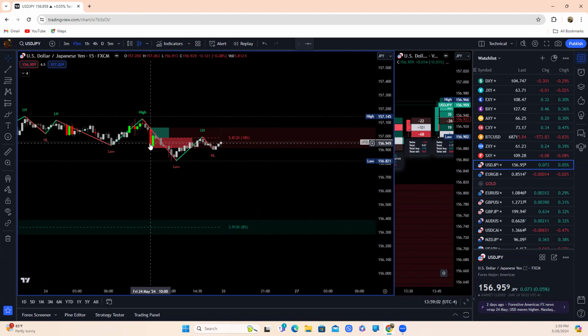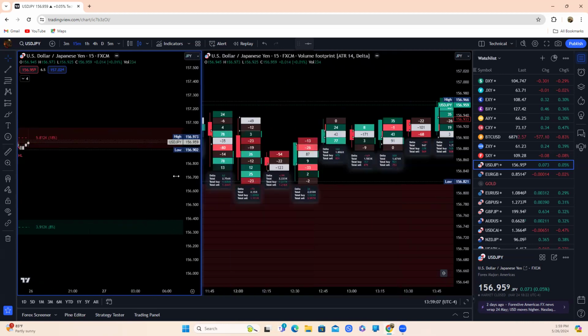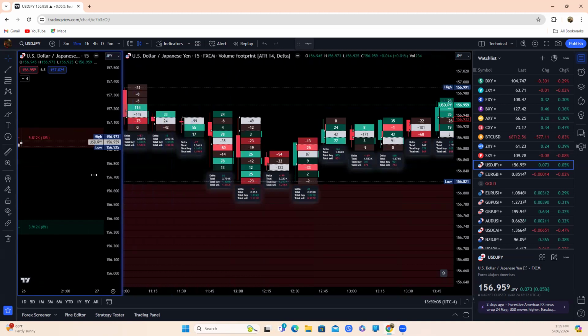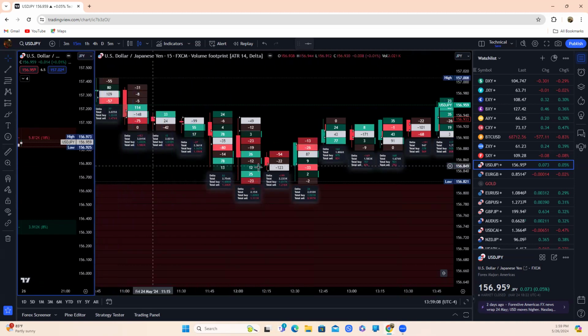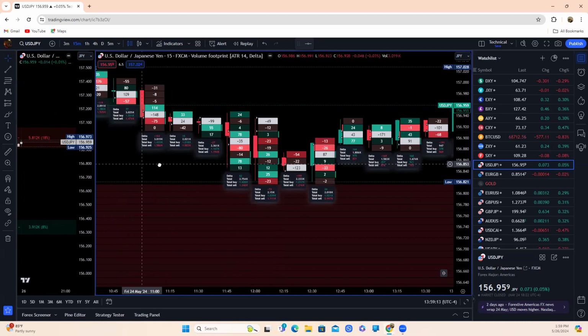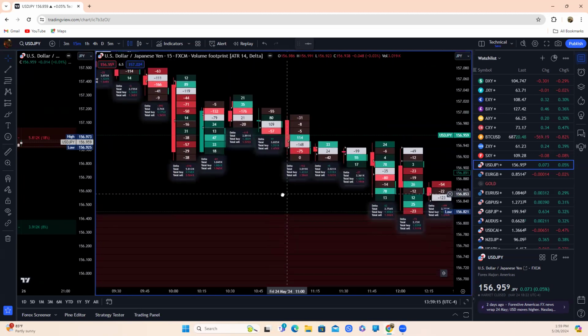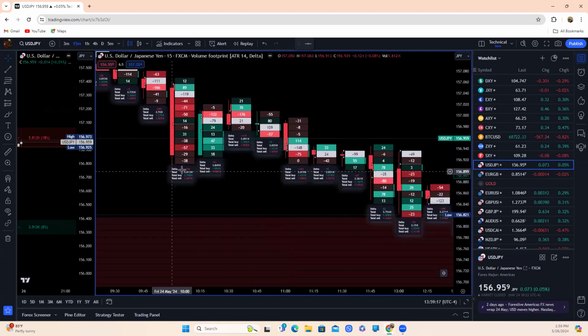So this is the 10 o'clock in the morning candle on Friday. So we'll go back, take a look at that. 5.812 is what we see. So here's that candle.